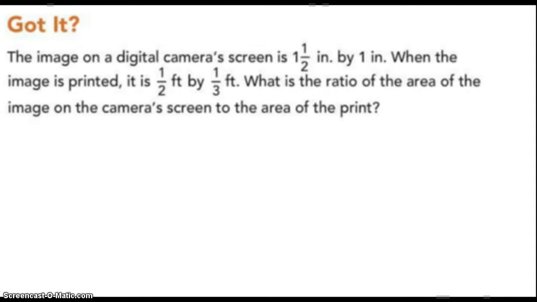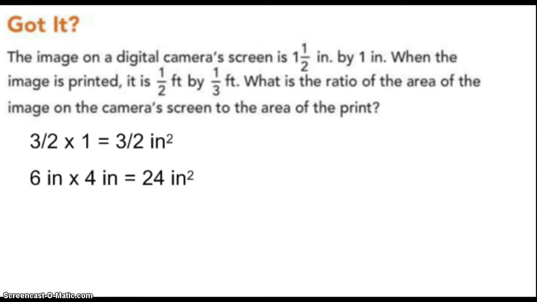Now it's time for you to try. It says the image on the digital camera screen is 1.5 inches by 1 inch. When the image is printed, it's 1/2 feet by 1/3 feet. What is the ratio of the area of the image on the camera screen to the area of the print? Don't forget that you need to change your feet into inches first before you find your areas. Then create your ratio. Go ahead and pause the video, and I want you to try it on your own, and then press play to check your answer and see how you did.